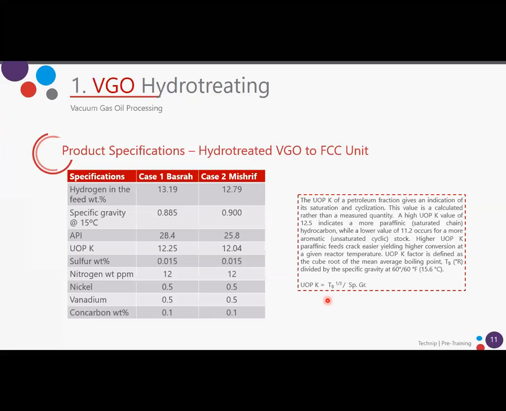Okay. More questions? I don't see more questions. You will also find this as a characterization factor. Some people call it the Watson factor, but of course we are talking here about UOP units. It's indicative, and you can find it with different names.